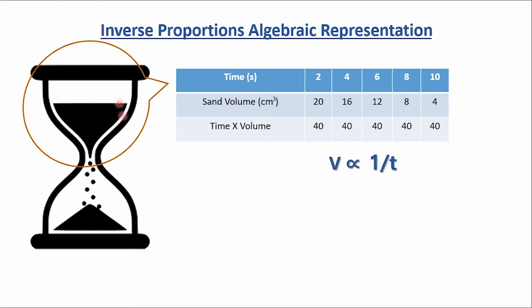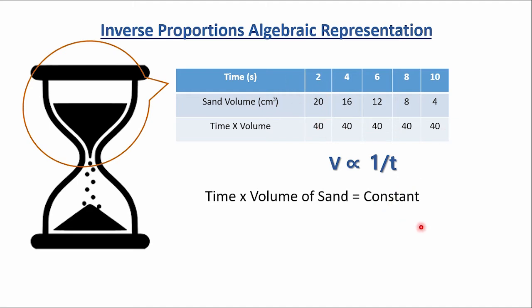Then according to this, as we already discussed, this part is inversely proportional. That means when time increases, volume decreases. That is what the table also shows. Then time into volume of sand, if you multiply these two, you always get the same answer.